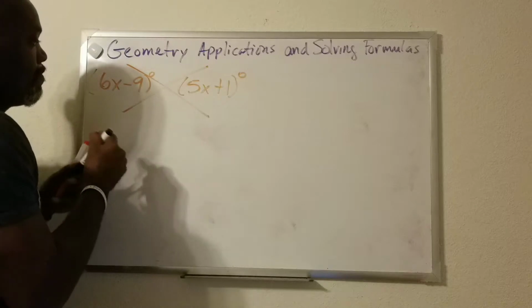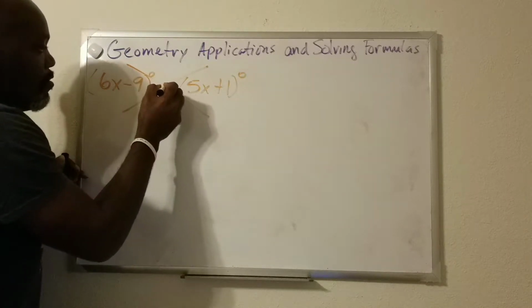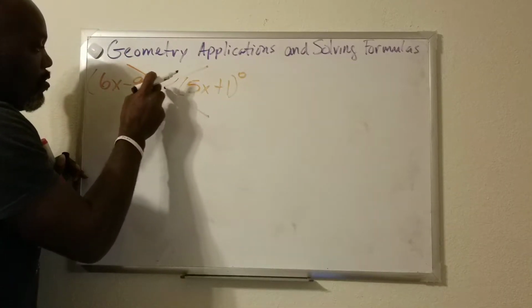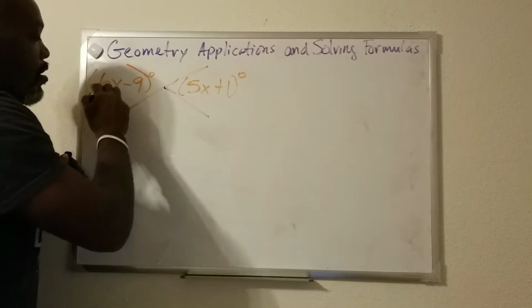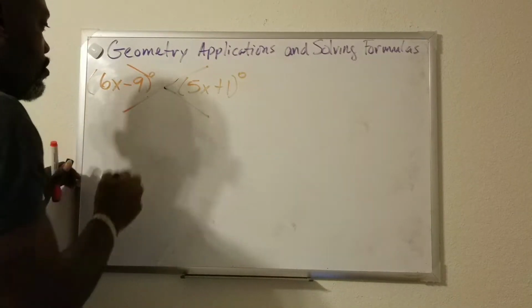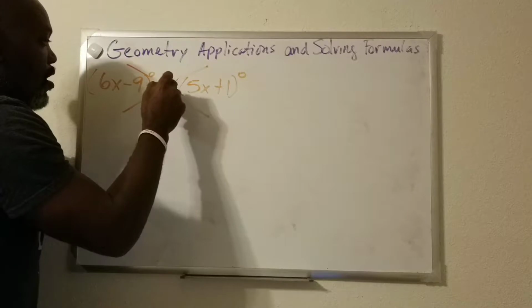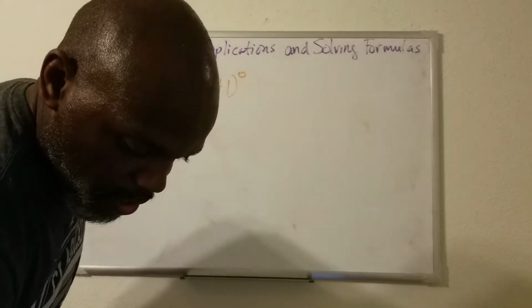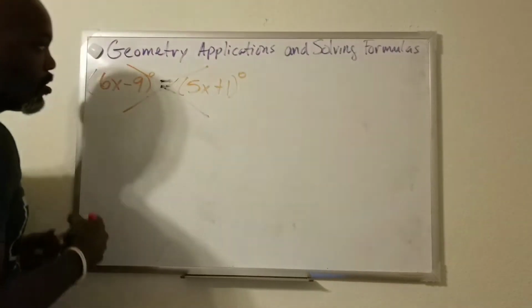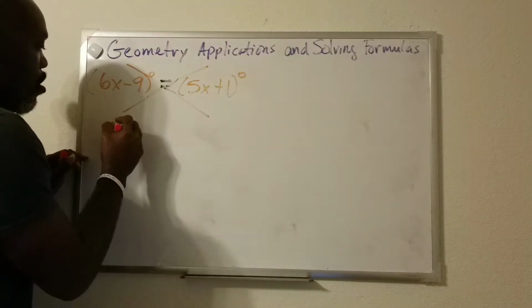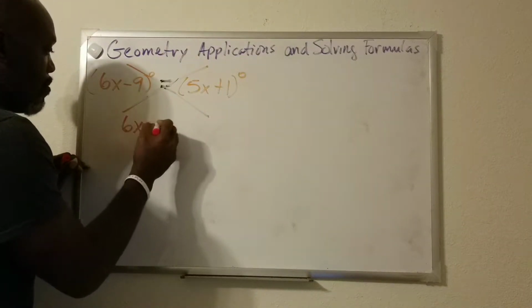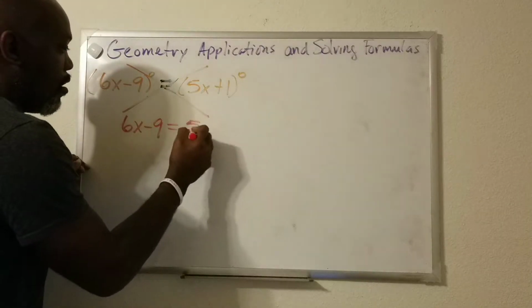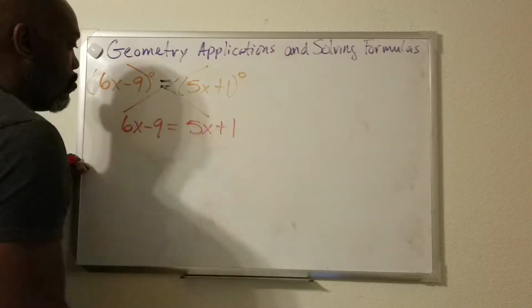Okay. All right, so these angles are, as you can see, they even make a V. They're right directly across from each other. Those are vertical angles, so they equal each other. Vertical angles equal each other. So we're going to solve it by writing 6x minus 9 equals 5x plus 1.